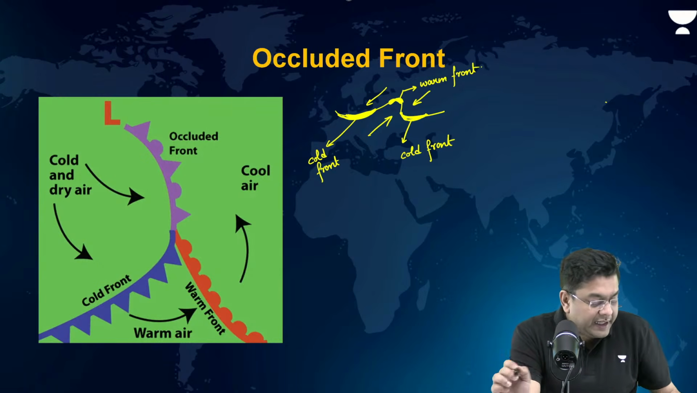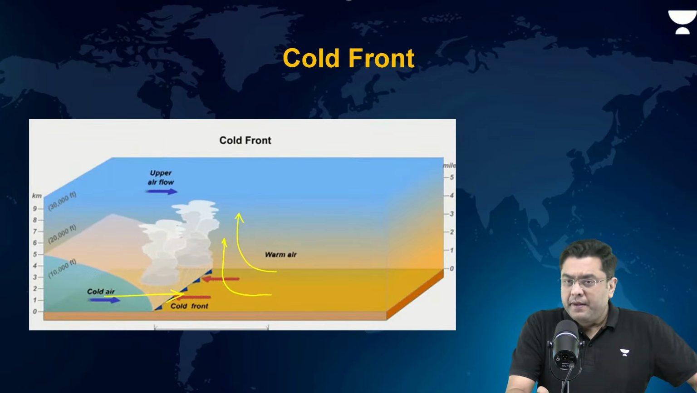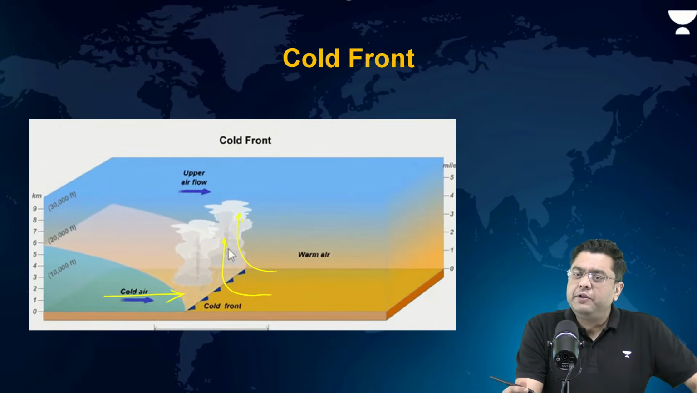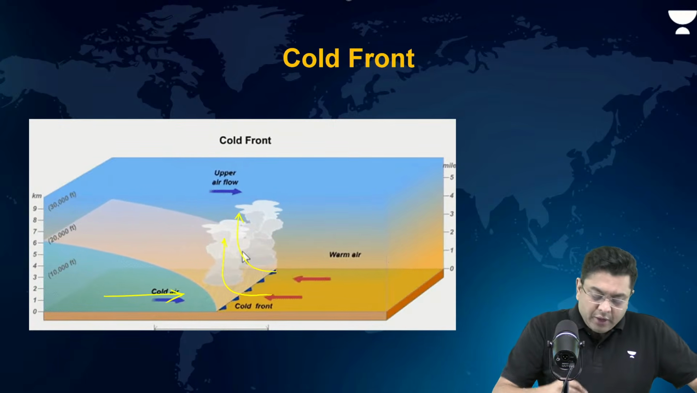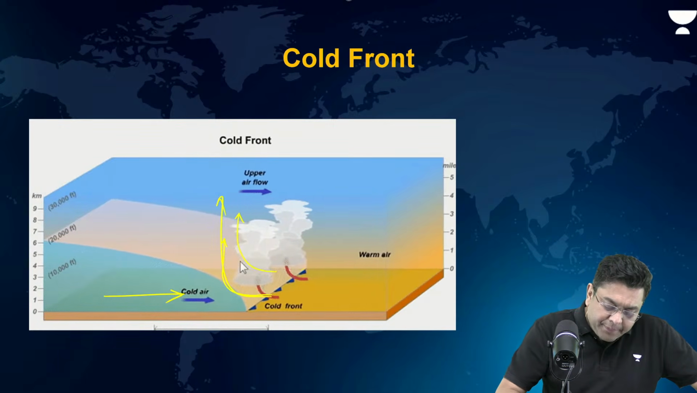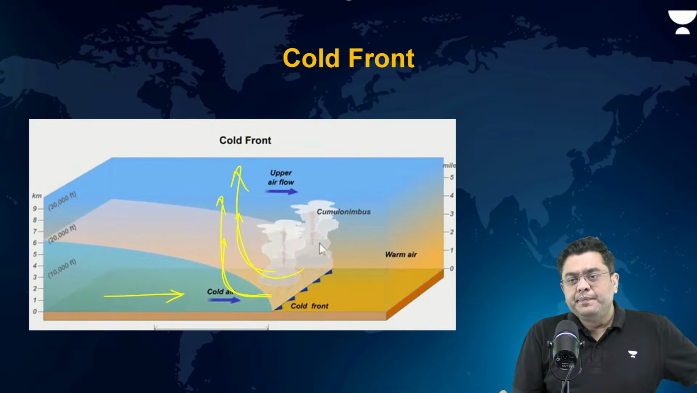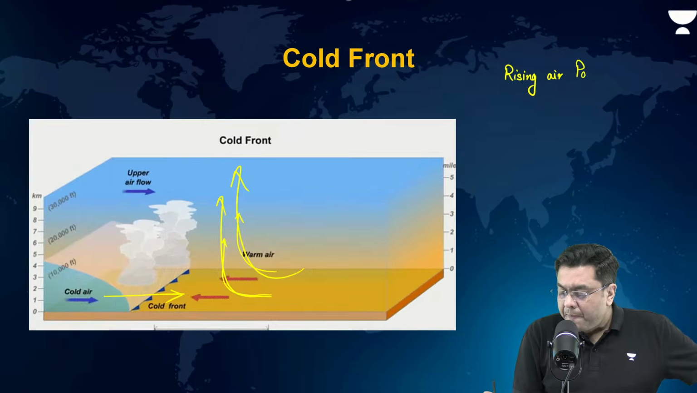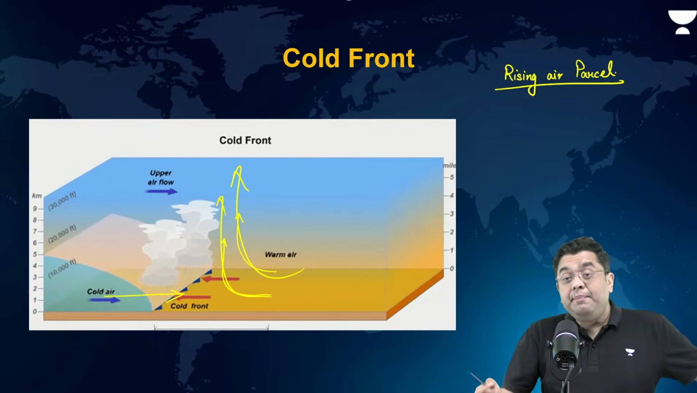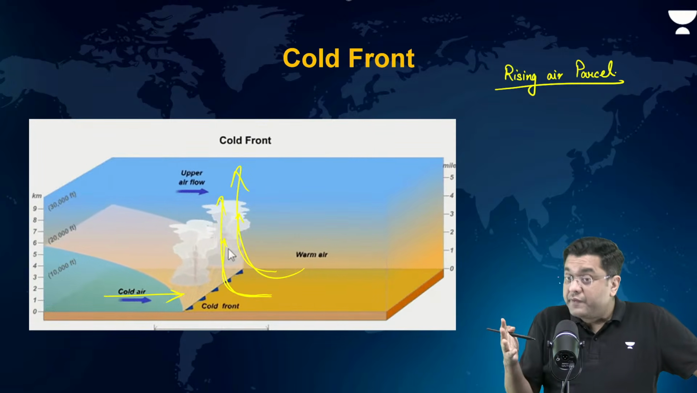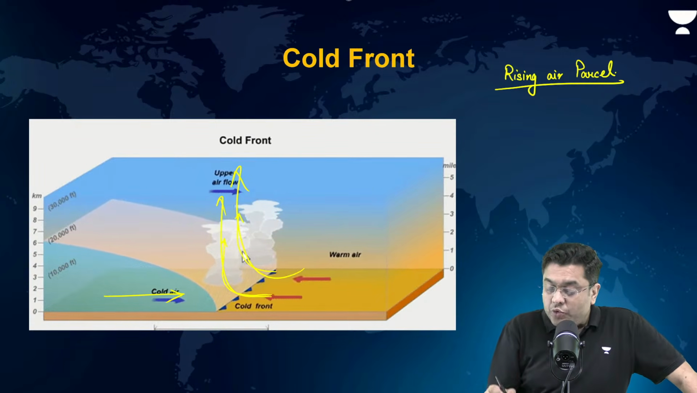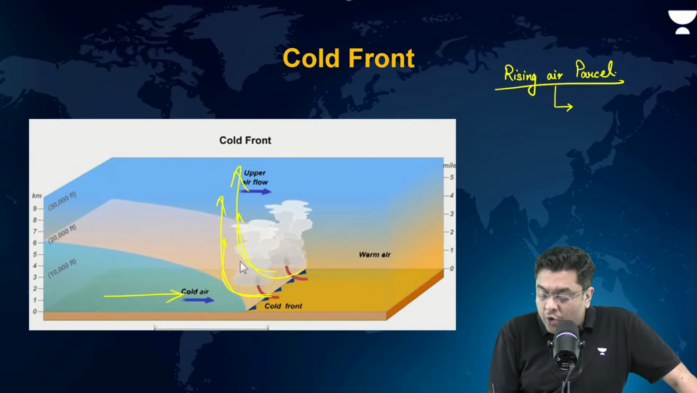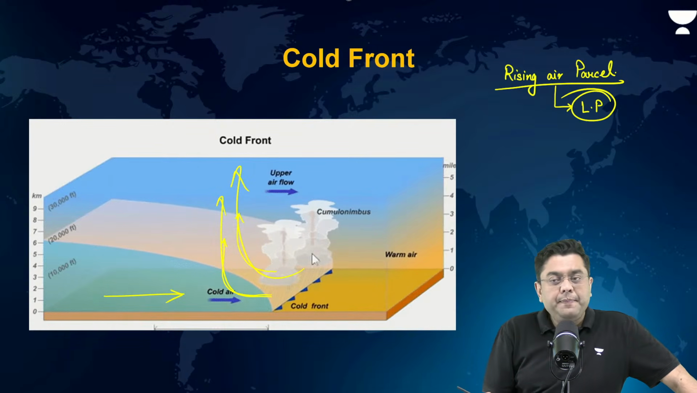Now, in the case of a cold front, what happens to the warm air? Warm air is continuously getting pushed upwards, lifted upwards. Yes. Now that means from the ground, I have a rising air parcel, which either can be because of heating or can be because of dynamic condition. But whenever you have a rising air parcel, it always creates the condition of a low pressure.